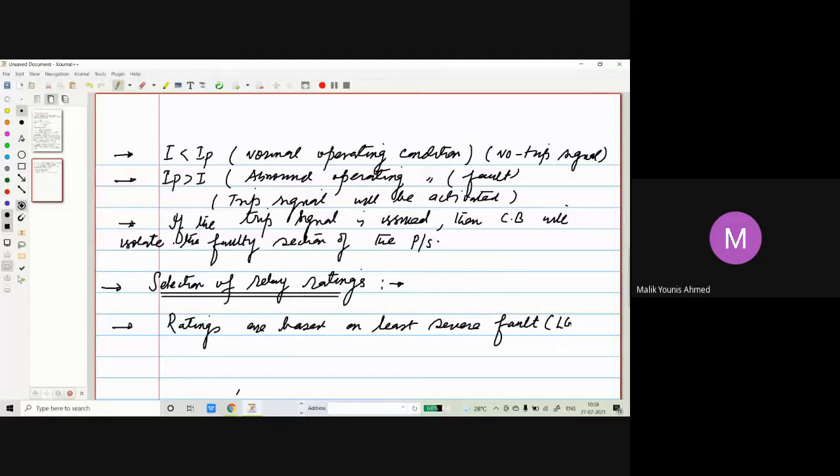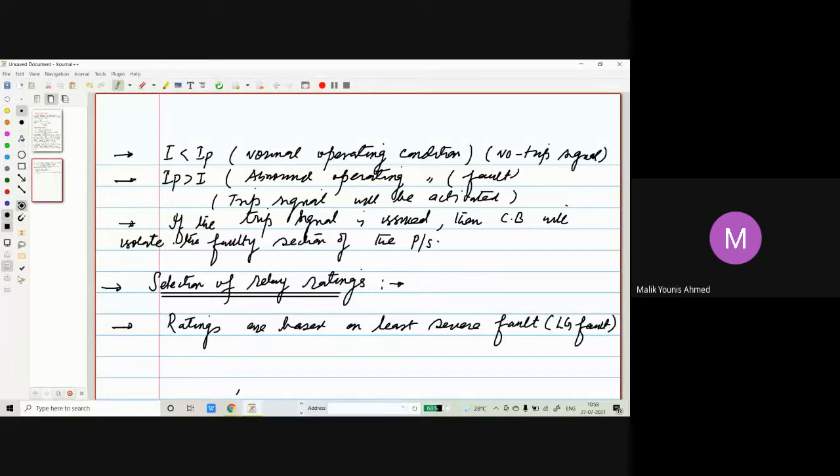We will talk about it. That's an LG fault, line to ground fault. Why? Only one line and a ground are involved in this case. So whatever rating will be chosen for the relay, a minimum current is required so that an abnormal current can issue a trip signal. So that rating has to be based on the least severe fault.